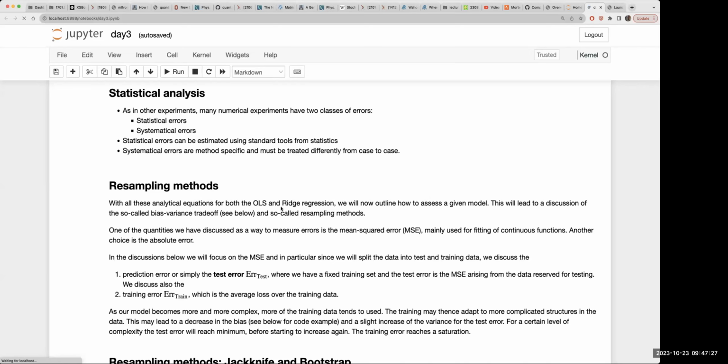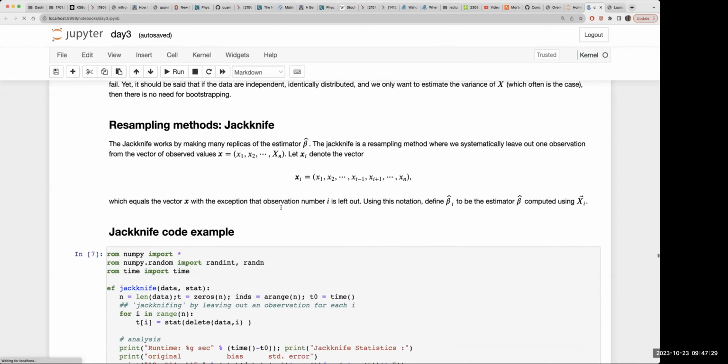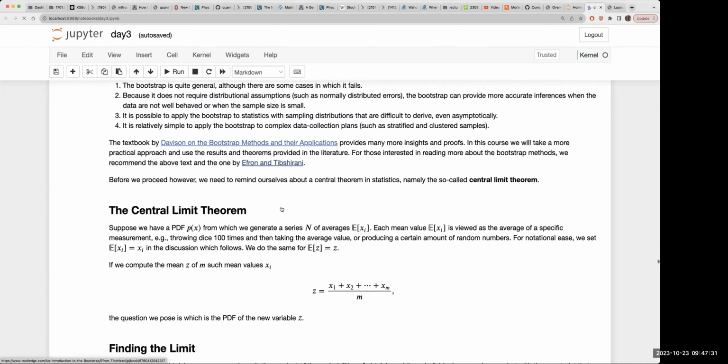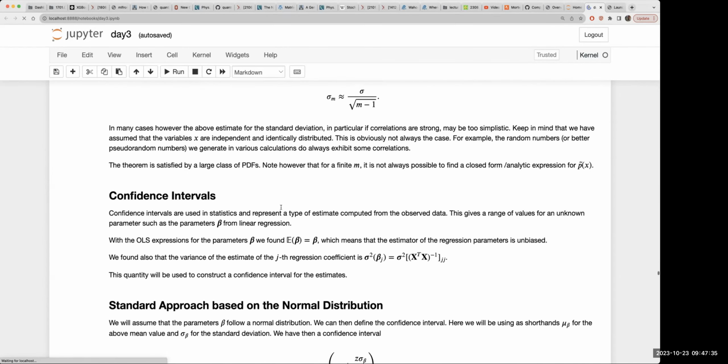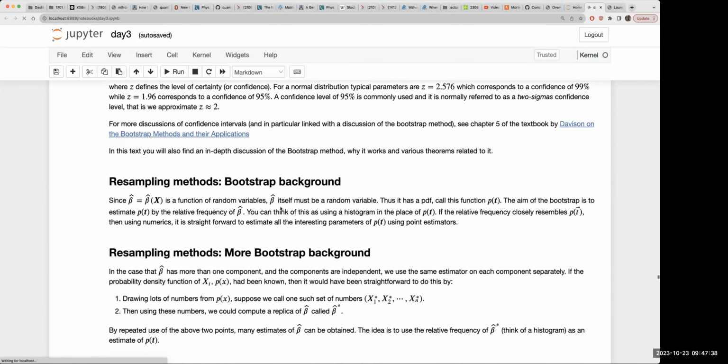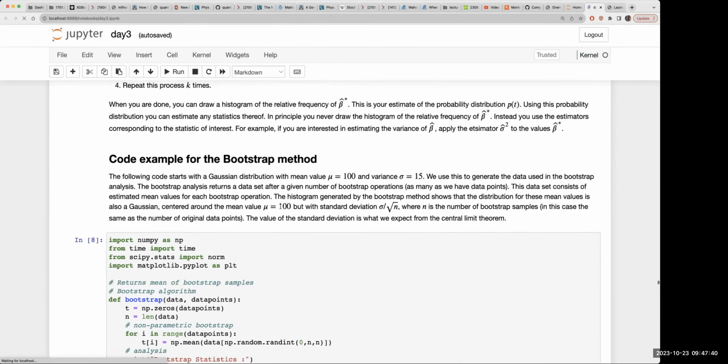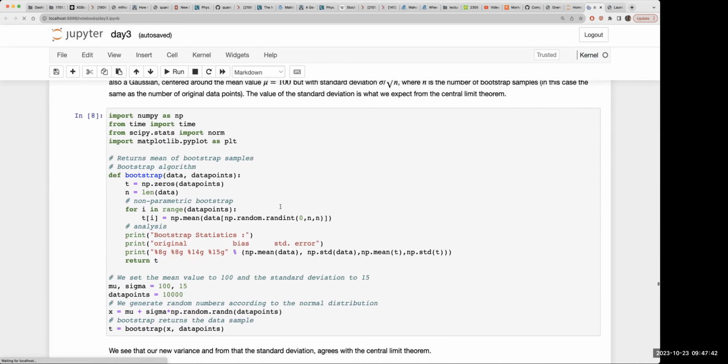So let's just bring it up. There is an example in the lecture notes. I'm just going to skip these methods. There is a reminder of the central limit theorem, so just take a look at it. And if we now look at this specific example, which we have here.